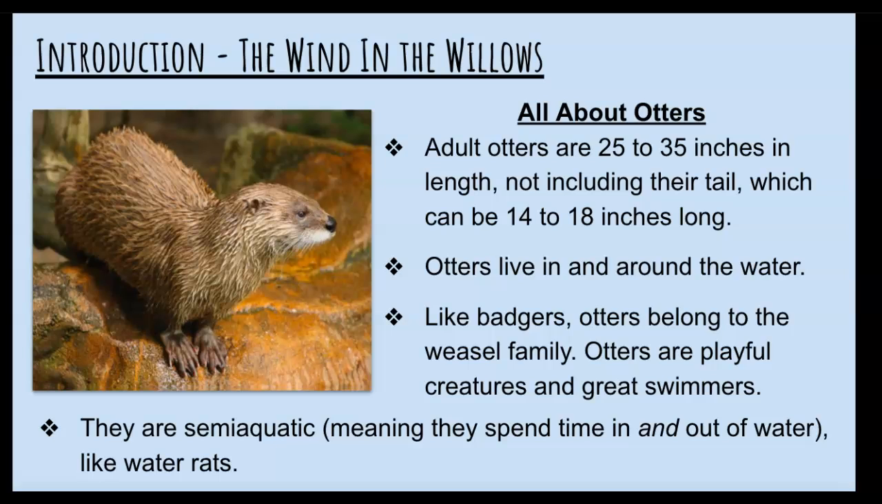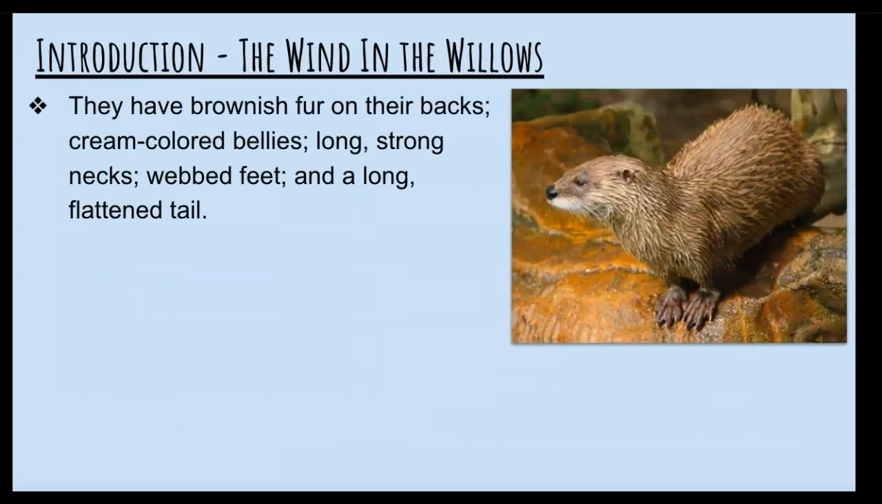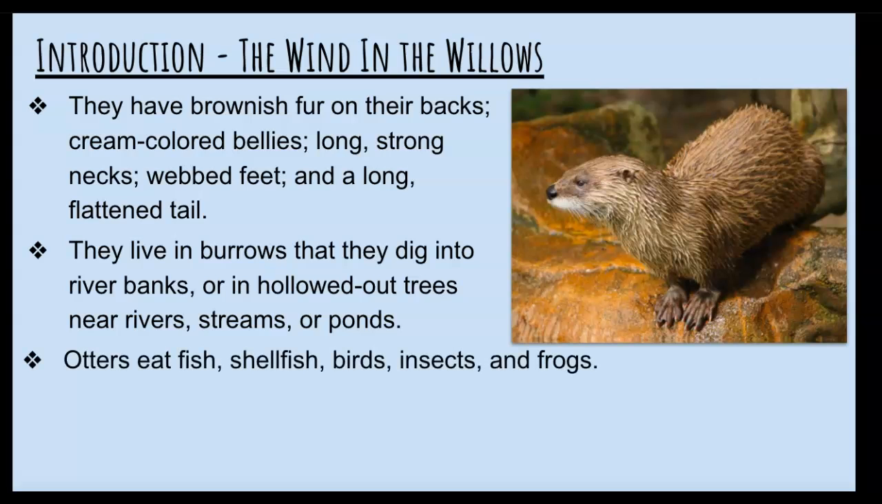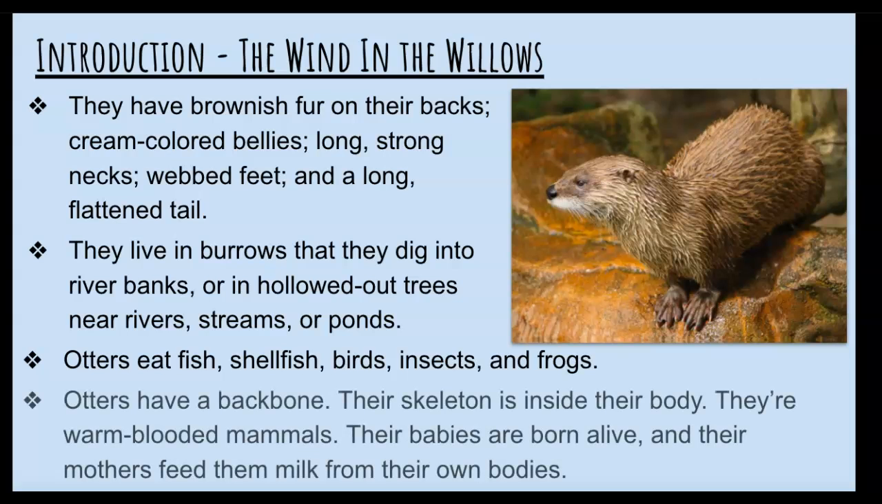They are semi-aquatic, which means they spend some time in the water and some time out of the water, just like water rats. They have brownish fur on their backs, cream-colored bellies, long, strong necks, webbed feet, and a long, flattened tail. They live in burrows that they dig into riverbanks or in hollowed-out trees near rivers, streams, or ponds. Otters eat fish, shellfish, birds, insects, and frogs. Otters have a backbone. Their skeleton is inside their body. They're warm-blooded mammals, and their babies are born alive, and their mothers feed them milk from their own bodies.